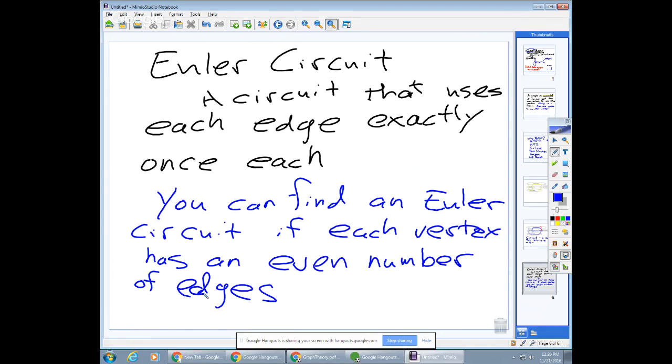So if each vertex has an even number of edges, then we can find an Euler circuit. And so sometimes we change the problem to make the solution we want possible. So we can do what's called Eulerizing the graph, which is to add edges so that every vertex is even. So we'll try that in a minute.